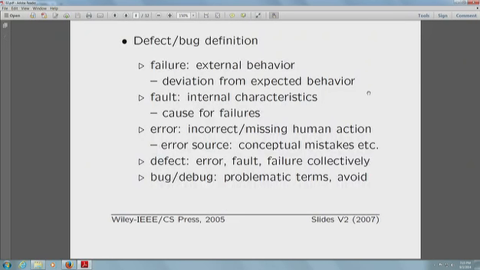Yeah. So the errors are human mistakes. Yeah, the human missing or incorrect actions. That's the standard IEEE definition.